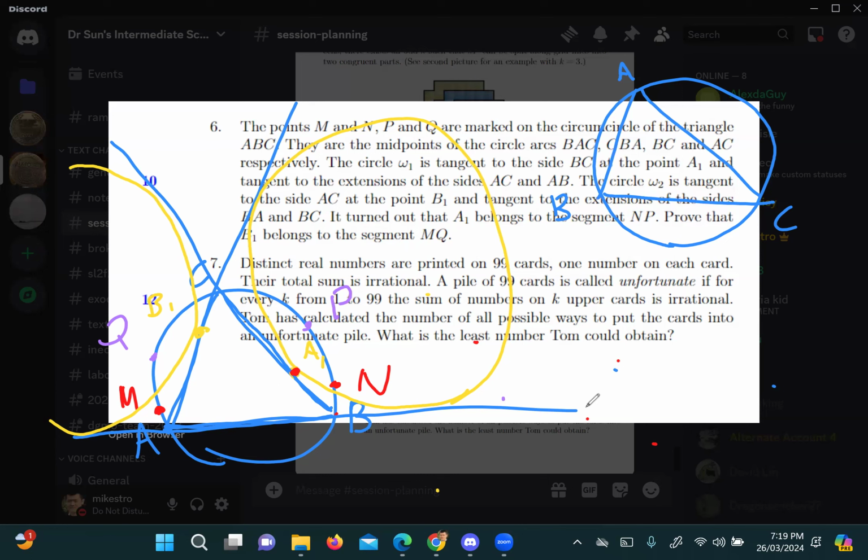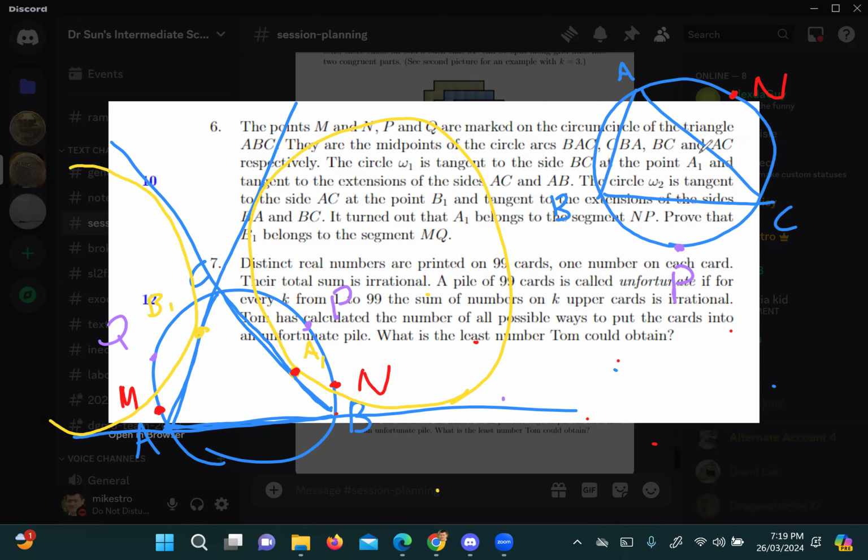What happens because of that? We'll construct P, which is the mid arc of BC. We'll keep it the same color. We'll consider this point P, and then we'll have our point N here, which is the mid-arc of CBA. As you can obviously see, that's the mid-arc of CBA.